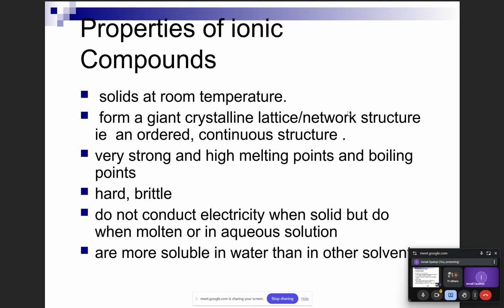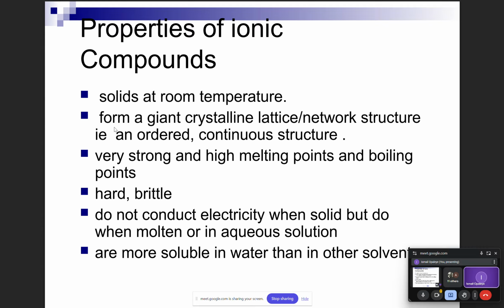Okay. So next is the properties of ionic compounds. Usually they are solids at room temperature. They form a giant crystalline lattice or network structure, an ordered continuous structure. So they have that giant crystalline lattice structure, and usually they are solid at room temperature, very strong, and as well have high melting point and boiling point.